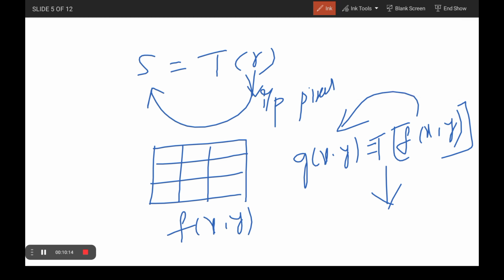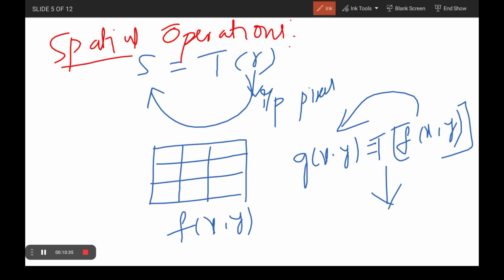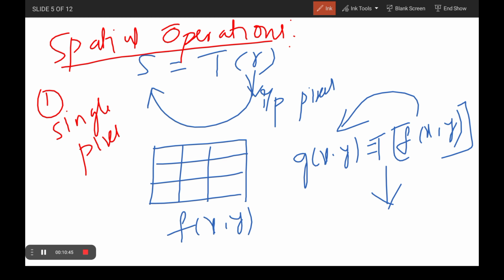The name of the topic is simply spatial transformations, or spatial operations. That means we are working in the spatial domain. In the case of spatial operations, the first one is the single pixel operation, where directly the input pixel maps to the output pixel.